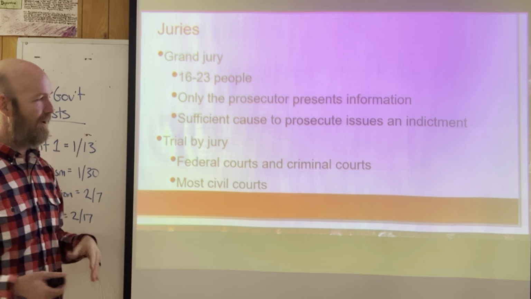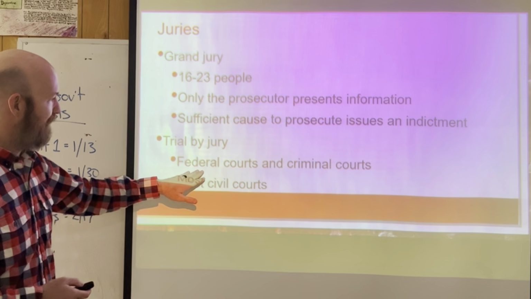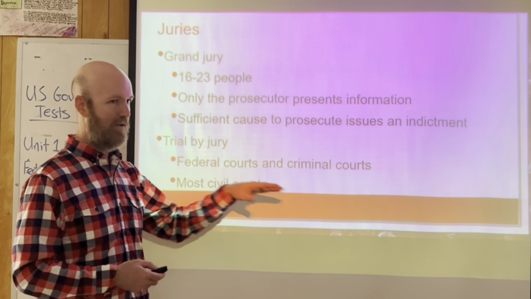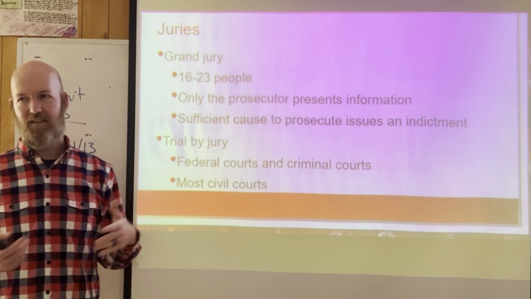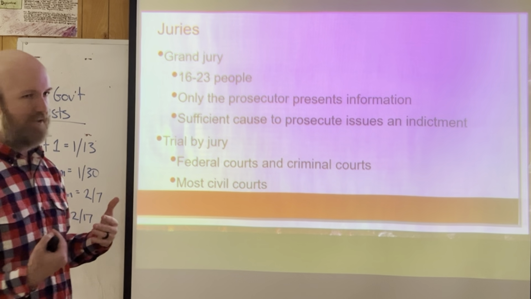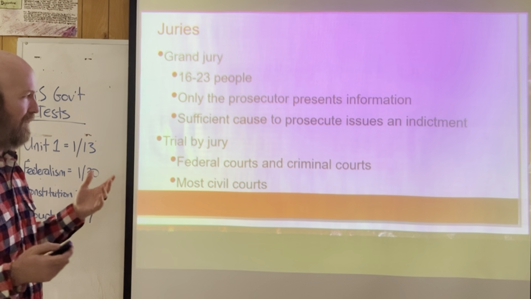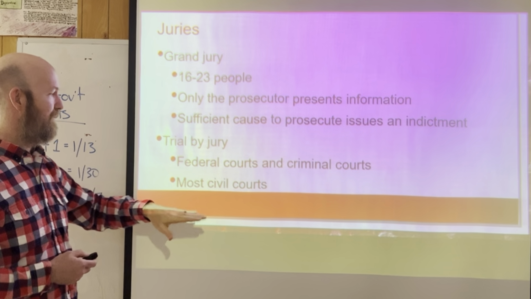And if there's not a plea bargain, then we go to a trial, usually a jury. Federal courts and criminal courts always have the option of a jury. And the option would be from the standpoint of the person being accused. So if you're accused of a crime, you can ask for a jury trial, which almost everybody would. Federal courts and criminal courts have those.